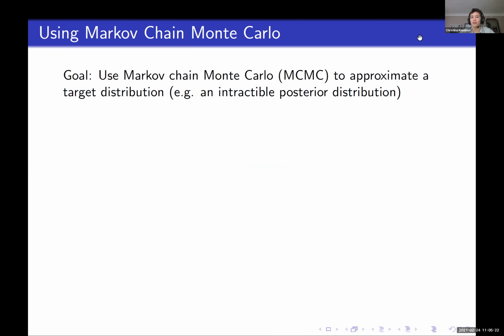Okay, so first of all, what's the big picture? What are we doing here? We're using Markov chain Monte Carlo to approximate some target distribution. Lots of times this is in the context of Bayesian statistics, and we have maybe an intractable posterior distribution, but it doesn't have to be Bayesian statistics. We could just have some target distribution that we are trying to approximate with MCMC.